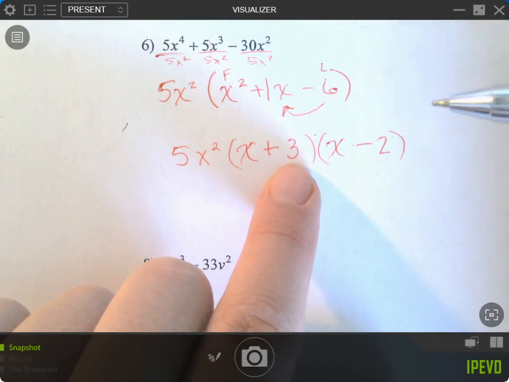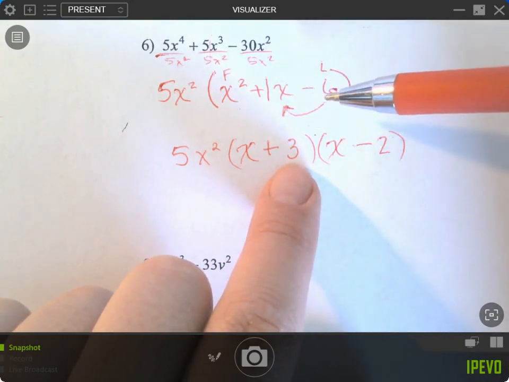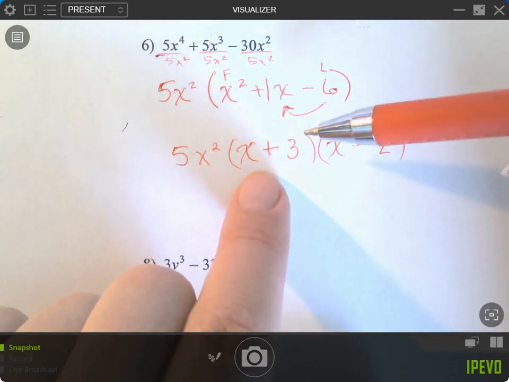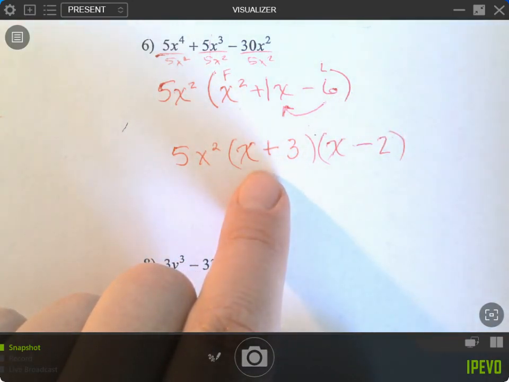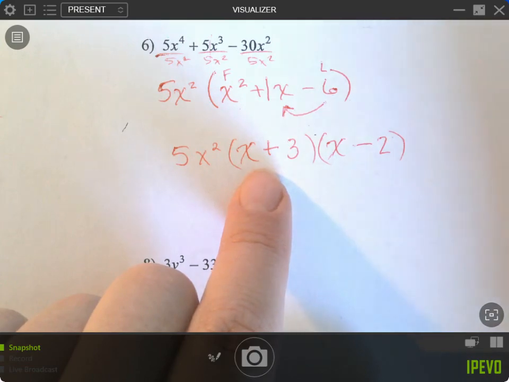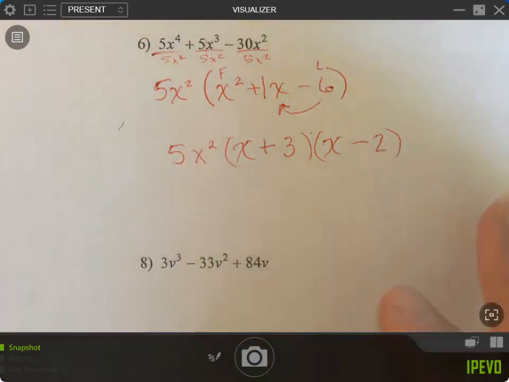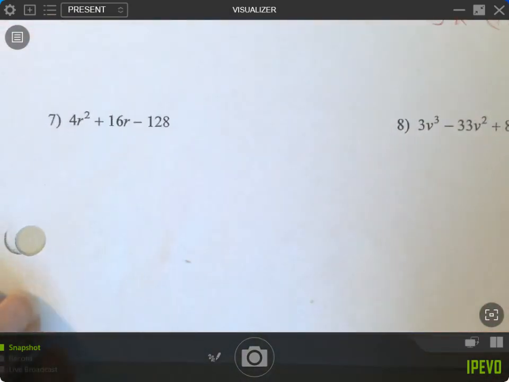But I need them to add up to 1. So the reason that this one should be positive, in case you're paying attention to me, is the fact that when I do my outside and inside, it should add up to 1.